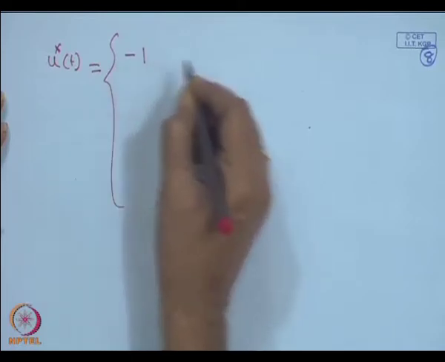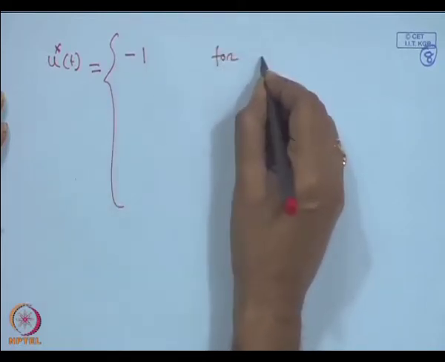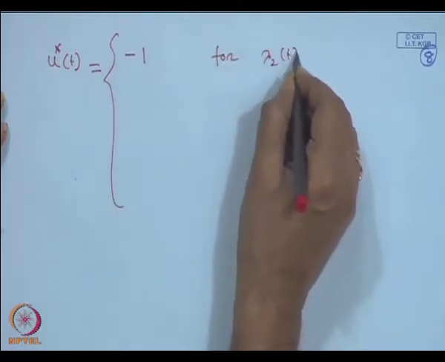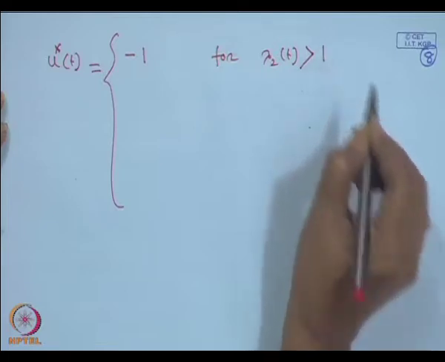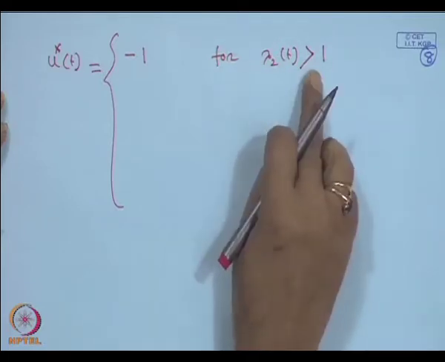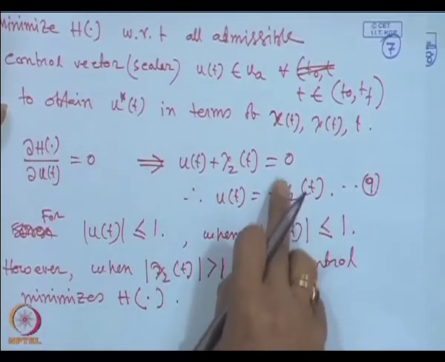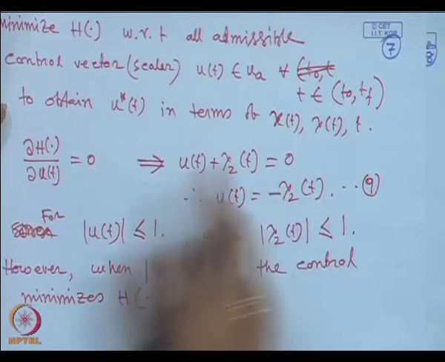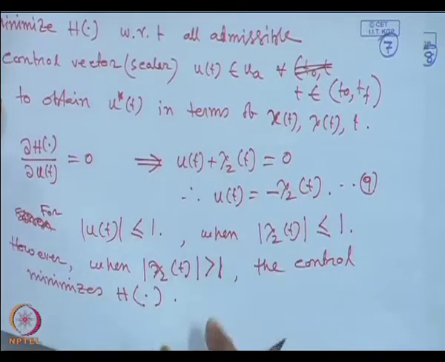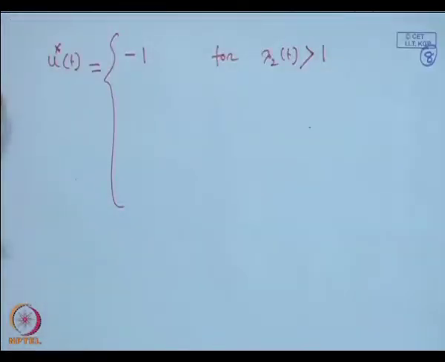This is equal to minus 1 for lambda 2 of t when it is greater than or equal to 1. Now you see here, if it is greater than or equal to 1, I am replacing u with minus 1. So, it is within the limit of that constant on the control input.